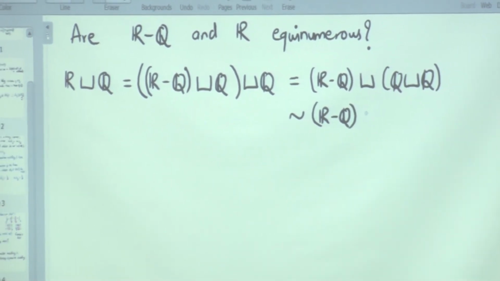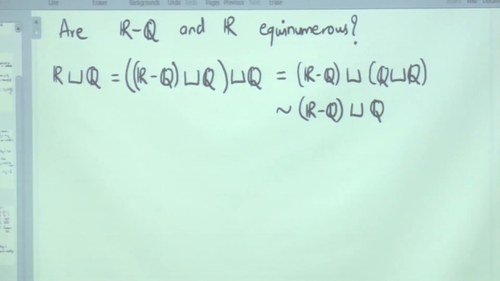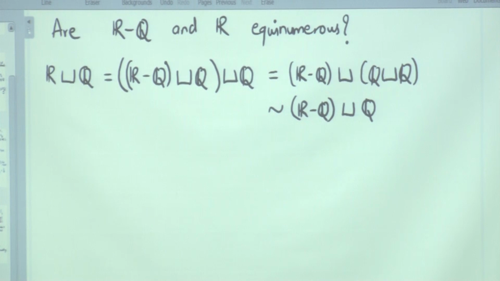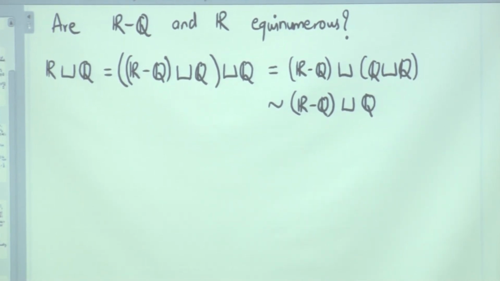disjoint union just one copy of Q. Why should I write two? It is again countable, so therefore I can write one, and which is in bijection with real numbers, because I simply put those rational numbers back in. Yeah, magic.